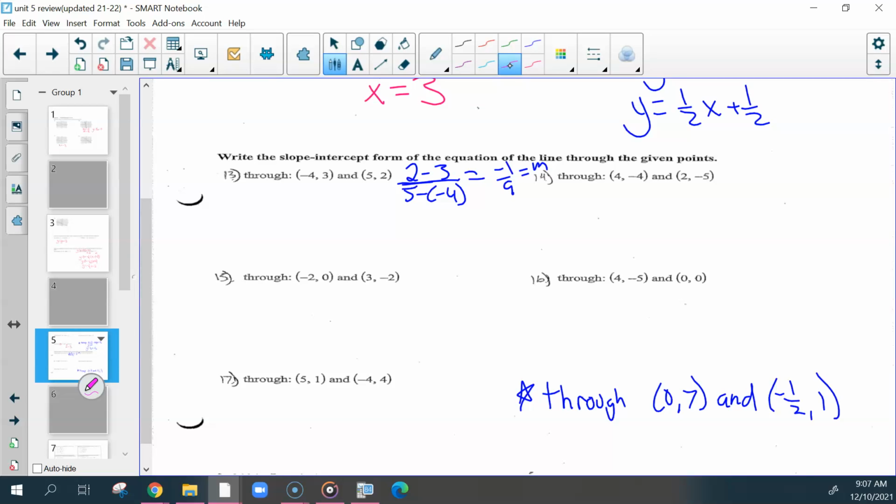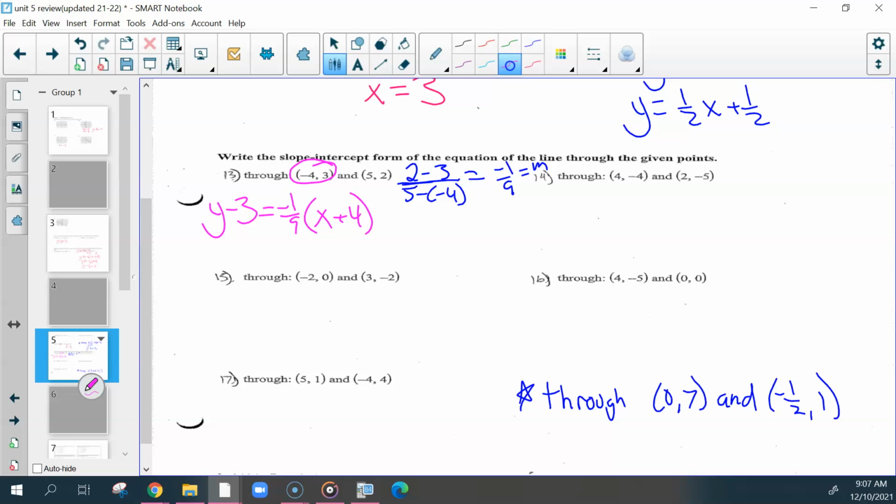And then we're going to use that slope and one of our points to find our equation. Which point do we want to use? First one. Okay. If you want to use 5, 2, that's also fine. Don't use both. You don't want to create extra work. Just pick one. So if we're using the first one, this would be y minus 3 equals negative 1/9 times x plus 4 or x minus a negative 4. And then we can solve.